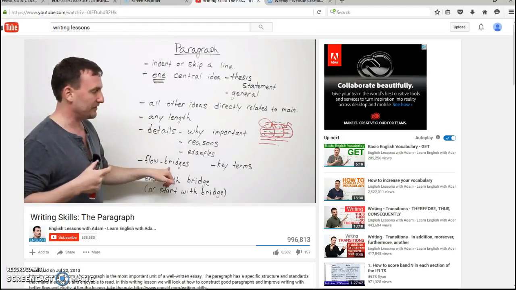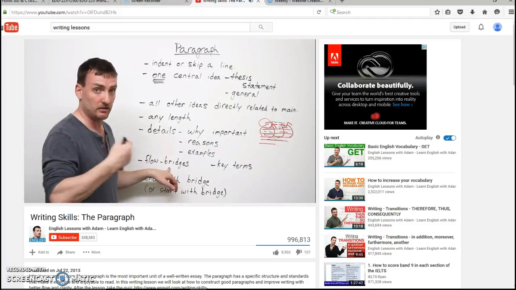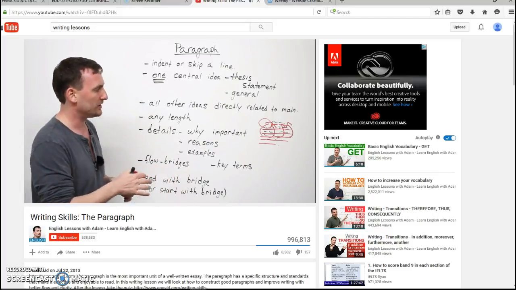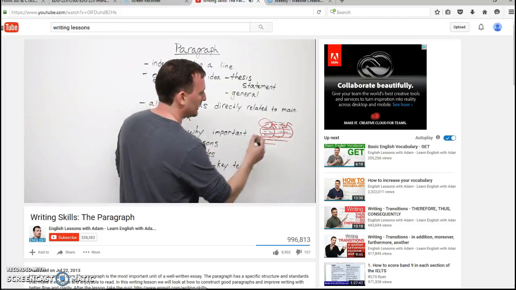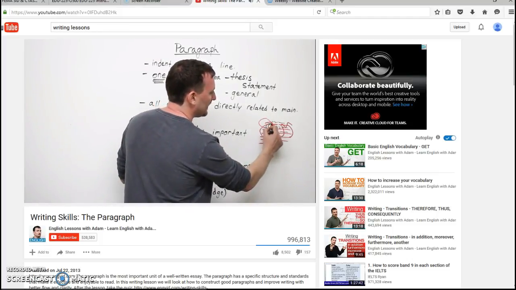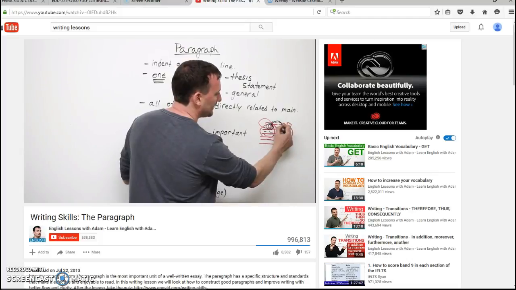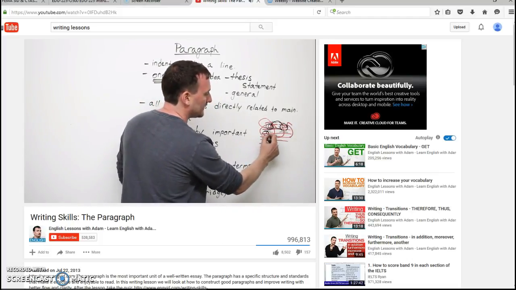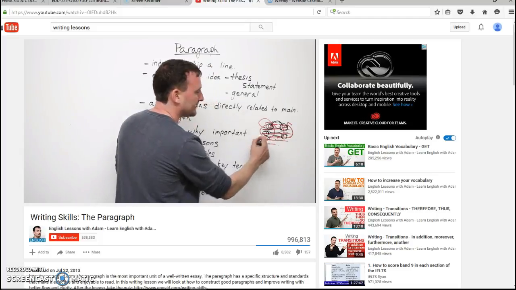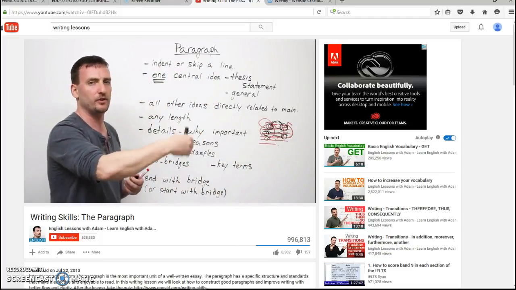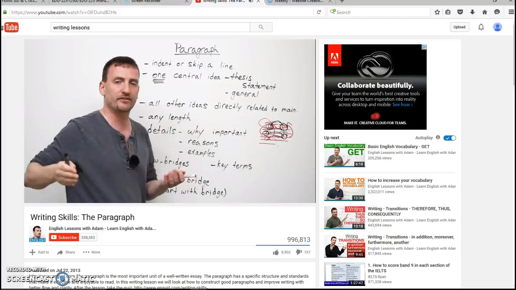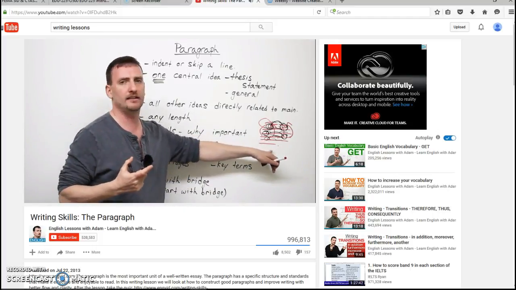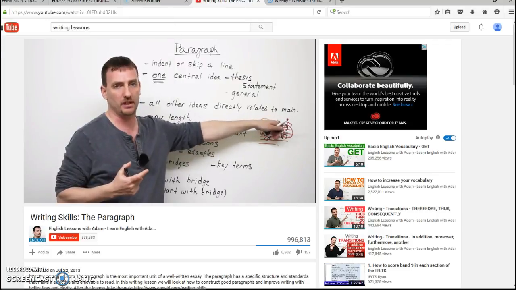Now, in terms of flow, in terms of the way the reader can approach the paragraph, you have to have bridges. What do bridges mean? Basically, when you have one idea in this sentence, you must connect it to the next sentence. Every sentence must have a link to the next sentence. This creates flow, makes it much easier to read and understand, and it keeps you on the one topic.